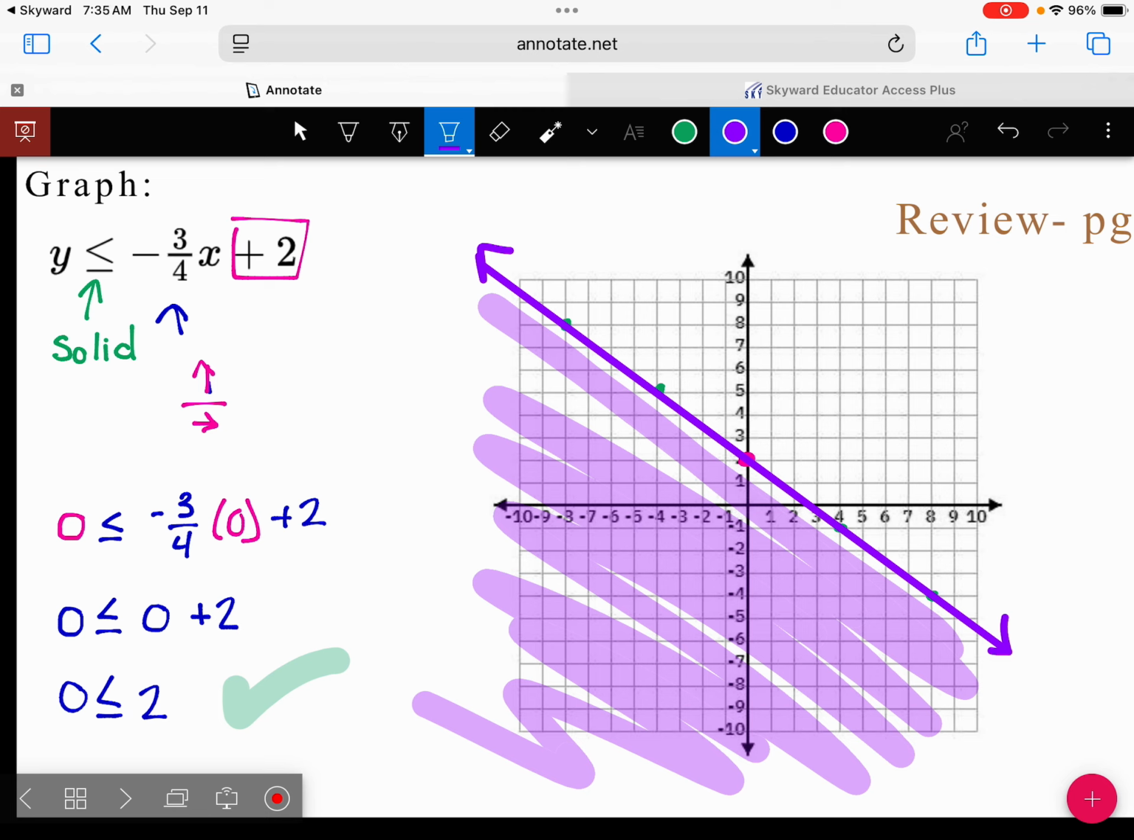So before we look at the next bit on the page, I'm going to ask you guys a couple of questions about both of these graphs. I'm going to switch between them. So is this point in the solution? Does this point count? Is this in the solution? No. Does this point right on the line, does this one count? Yes.